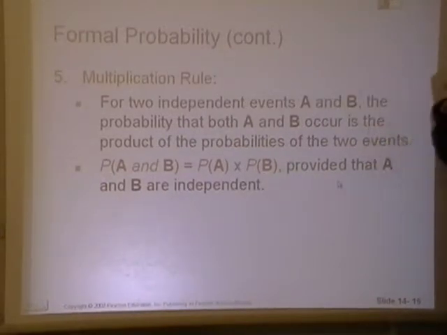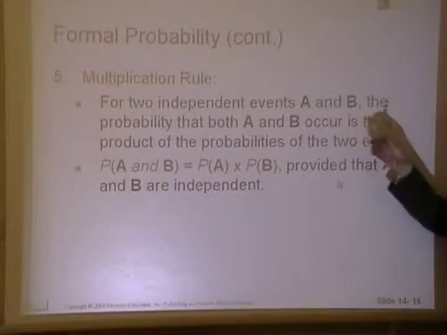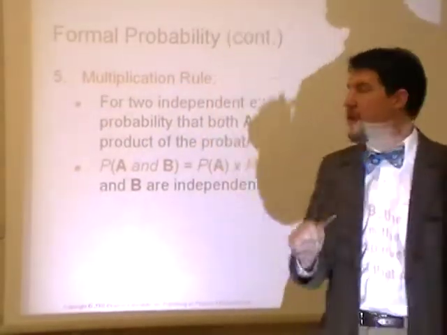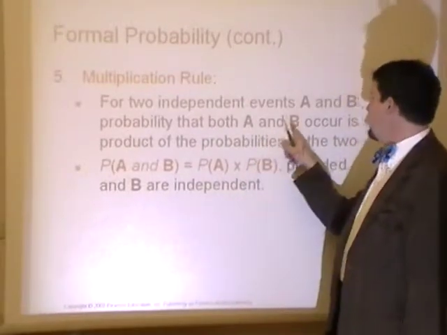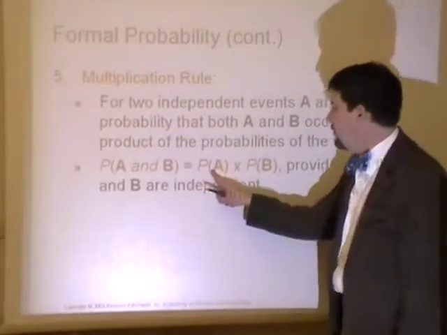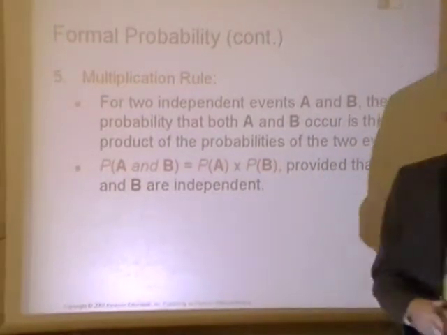Moving right along. Okay, the multiplication rule says for 2 independent events, A and B, that means that you have more than one event. You've got one event and then you have another event. The probability of A happening and then B also happening is the probability of A times the probability of B. Now, going backwards, let's see if we can go backwards.